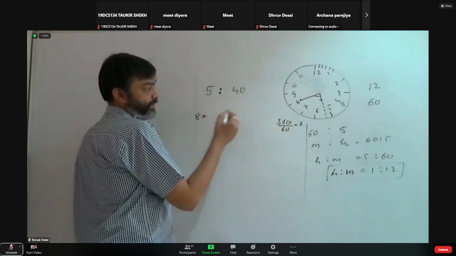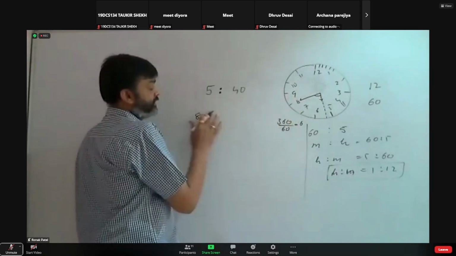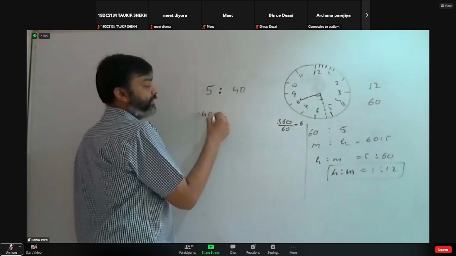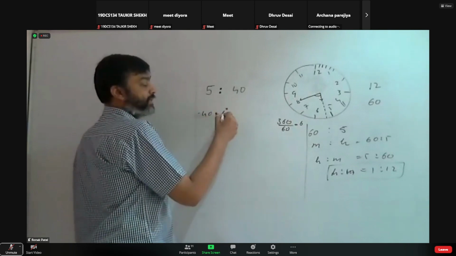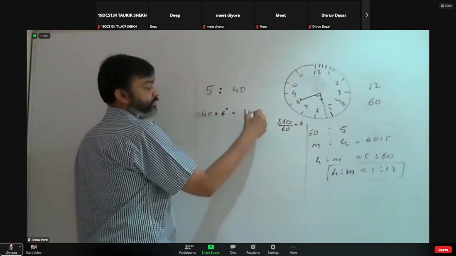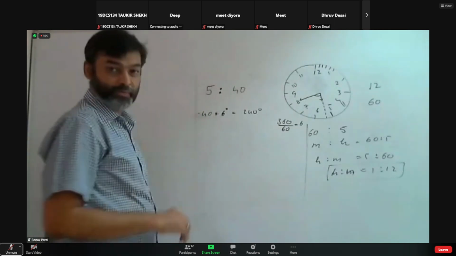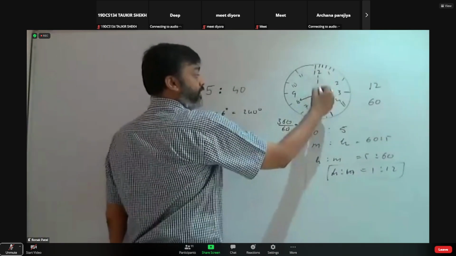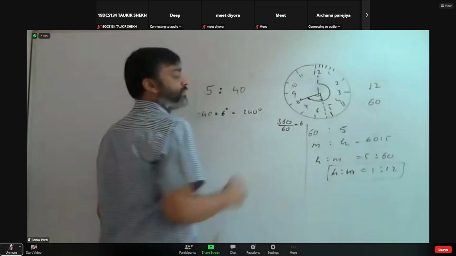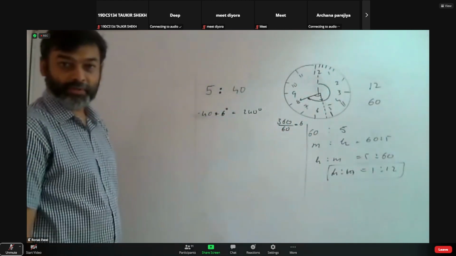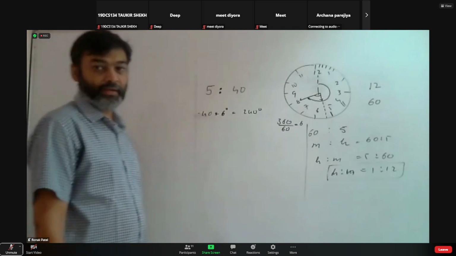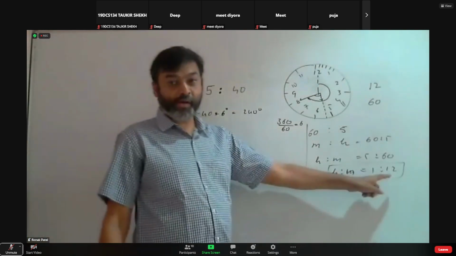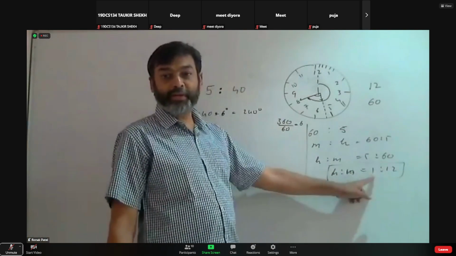So 8 is 40 minutes. 40 minutes, with every minute equivalent to 6 degrees, is 240 degrees. So that is clear. This is the degree covered with respect to 12 by the minute hand. So this is 240 degrees. Now how much will the hour hand move, right? So I can use this ratio. The ratio of hour and minute hand is 1 is to 12.